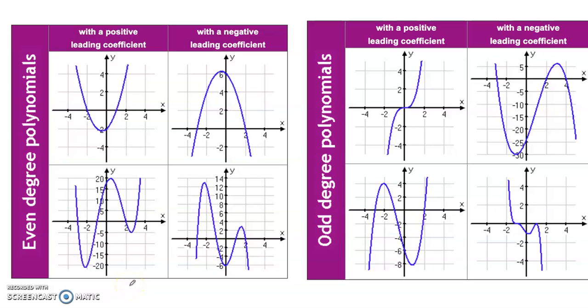Just to do a recap on polynomials and their end behavior, for even degree polynomials, even with an exponent of 4, 2, 6, and so on, if it has a positive leading coefficient, here are examples, these two right here, with a positive leading coefficient, we know that our end behavior, both ends, will be up. Therefore, when x is going to negative infinity, y is going to positive infinity. When x is going to infinity, y is going to infinity.